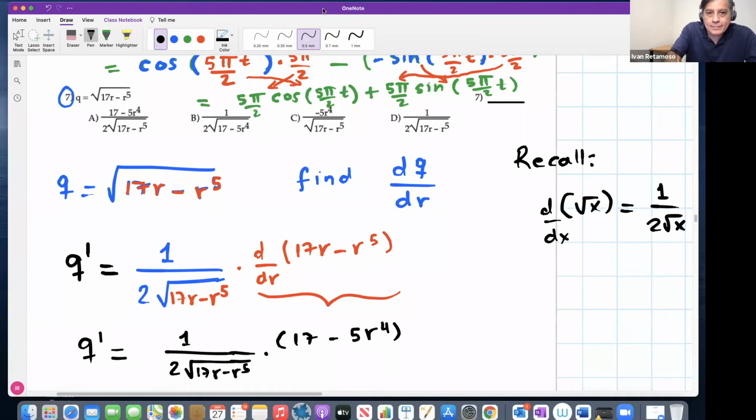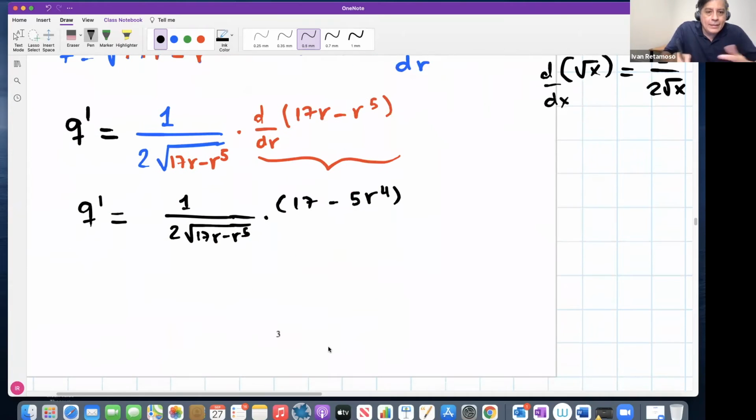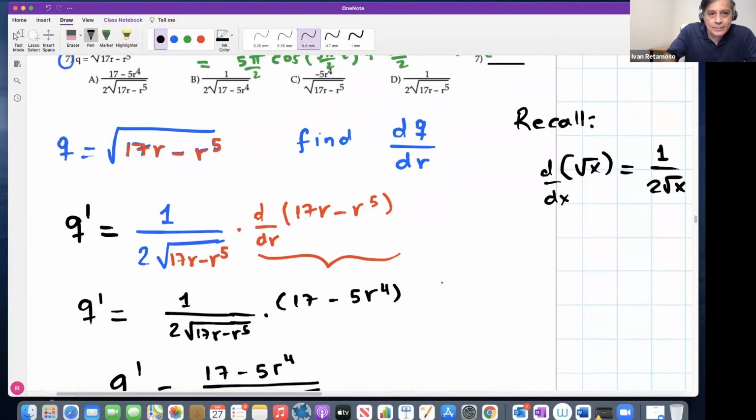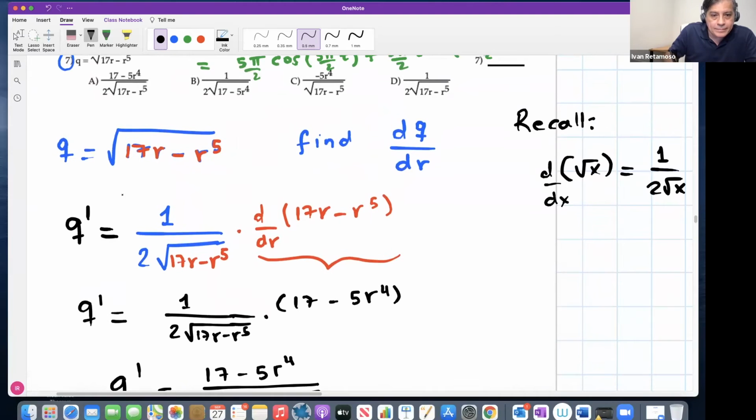Very good. Manling, yeah, she got it. Remember, this 5 comes down first up front, and then one less is the exponent. So then just write this nicely. 1 times any quantity is just the same quantity. So this on the top and this on the bottom: twice the square root of 17r minus r raised to the 5th power. That's it. And that is shown on choice A. Very good. Excellent. Very good, guys.